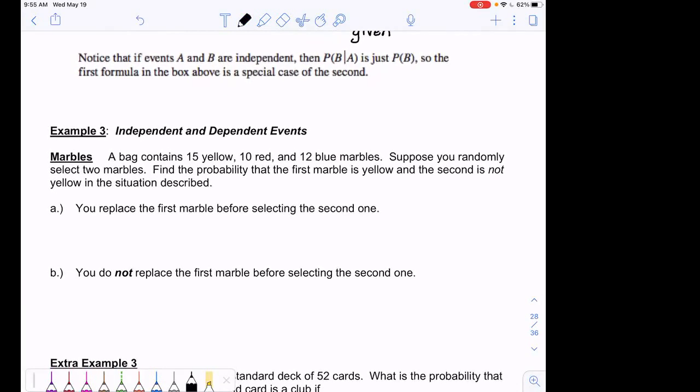So example 3, a bag of marbles, 14 yellow, 10 red, 12 blue marbles. Suppose you randomly select 2 marbles. Find the probability that the first is yellow and then the second is not yellow. So before we look at that, let's get a total. So we have 15 yellow, 10 red, and 12 blue. So let's find a total first.